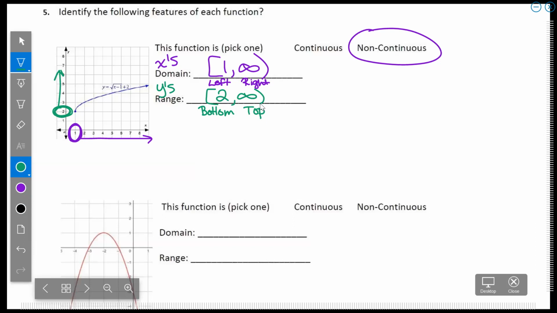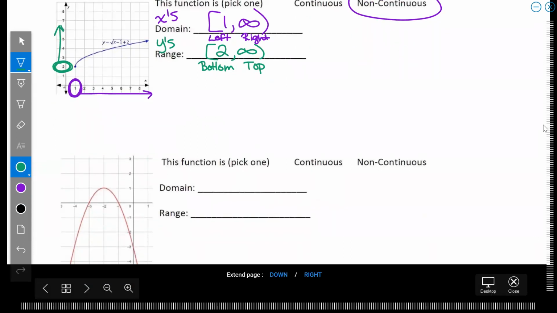Second one here, and then we'll finish up for today. Does this one go forever to the left and to the right? Yes. So this would be an example of a continuous function. If it is continuous, goes forever to the left and to the right, then my domain is negative infinity to positive infinity. Always.